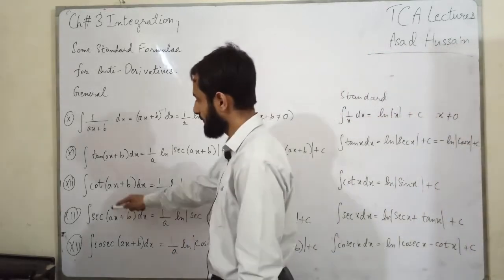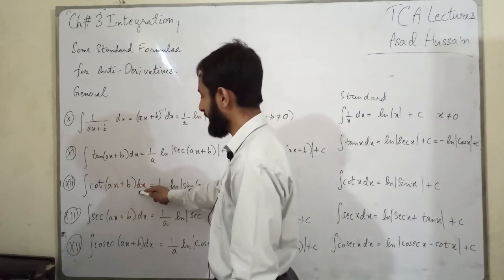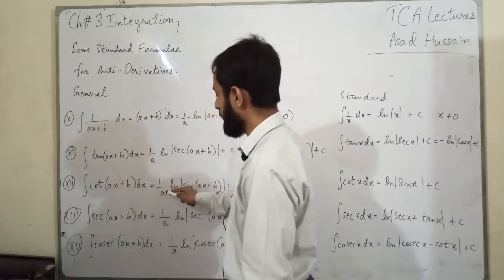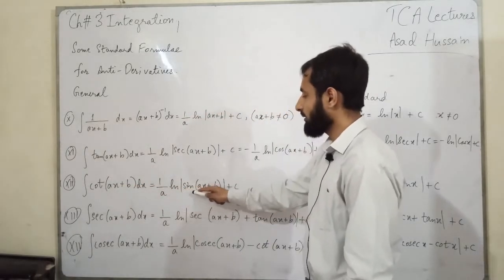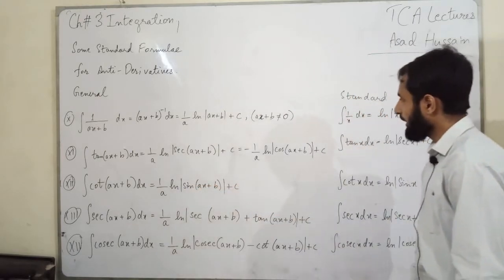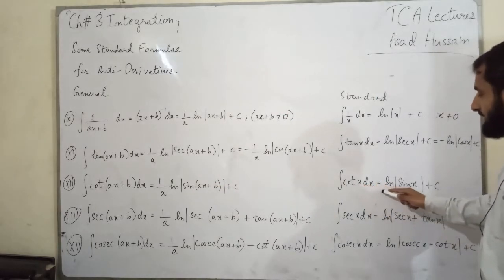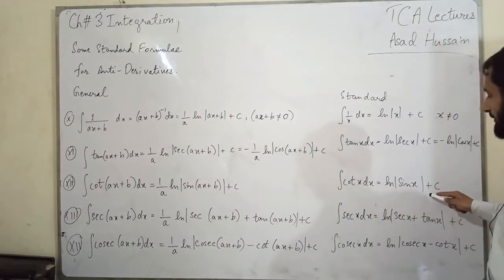Formula 12. Integral of cot(ax plus b) dx is equal to 1 over a ln sin(ax plus b) plus c. In standard form, integral of cot x dx is equal to ln sin x plus c.